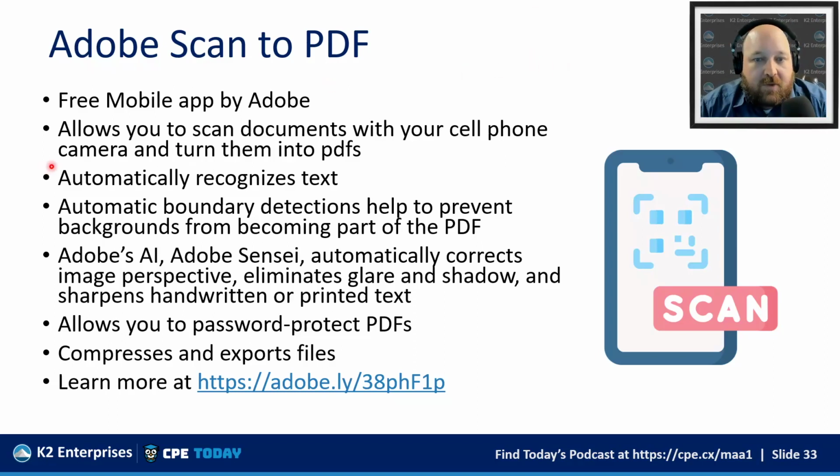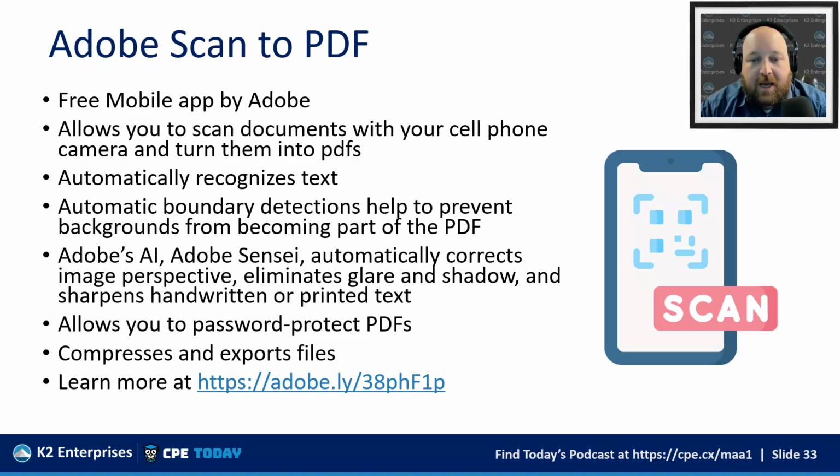Now you could just basically snap a picture with your cell phone. It'll turn it into a PDF. It can do things like OCR, optical character recognition, automatically scanning and recognizing text on whatever you just scanned. It can do boundary detection to prevent things like backgrounds, like part of the desk, for example, becoming the PDF. It even utilizes Adobe's AI tools to correct for things like perspective, eliminating glare, shadow, and more. You can even password protect your file. And it's a cool tool if you happen to be out in the field and you need to create a PDF for where you're going.